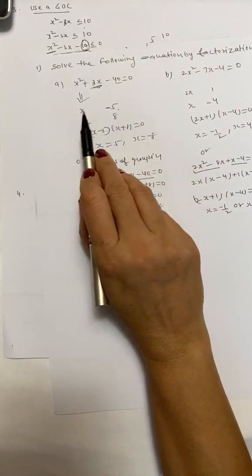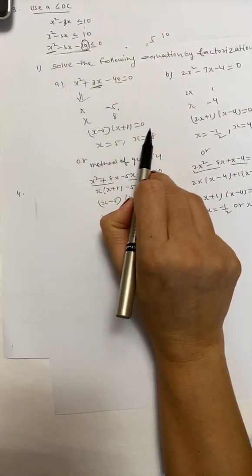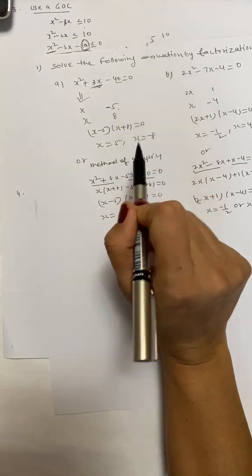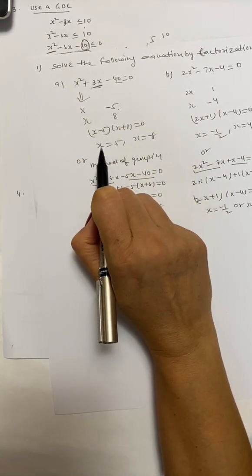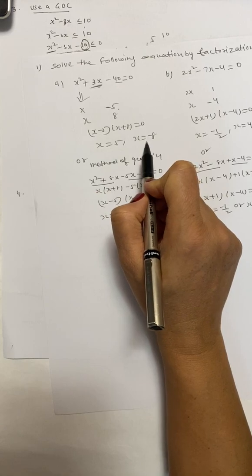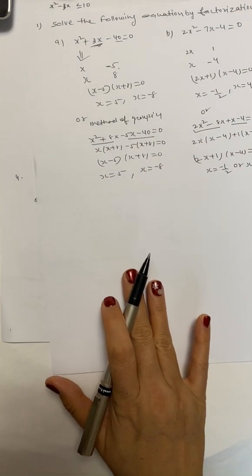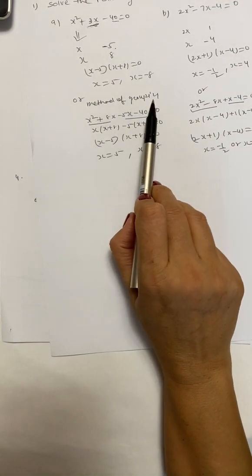So these are the factors: x minus 5, x plus 8 equal to 0. To solve the equation, either x minus 5 is 0 or x plus 8 is 0. So you got x is 5 and x is -8. The other way of doing this is by the method of grouping.